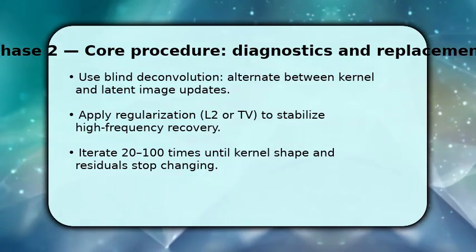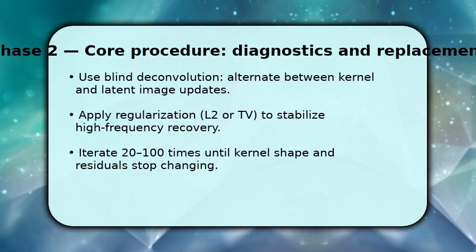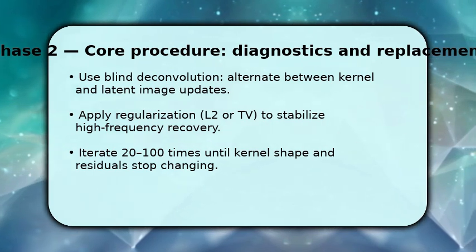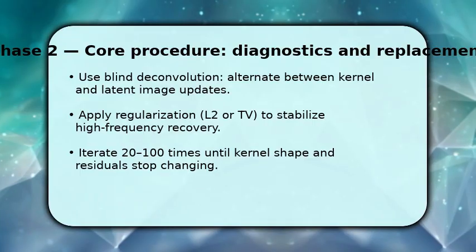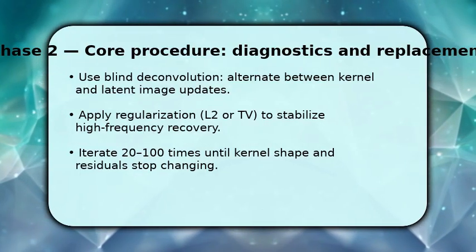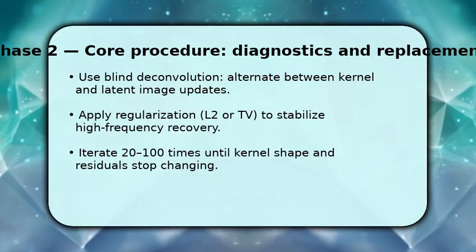Monitor residuals and the kernel shape every few iterations. Make small kernel size adjustments if the motion tail is missing. This refinement is the core of removing motion blur accurately.